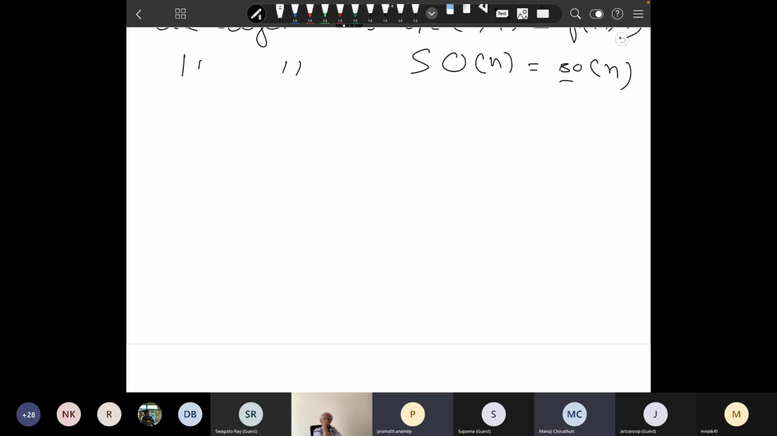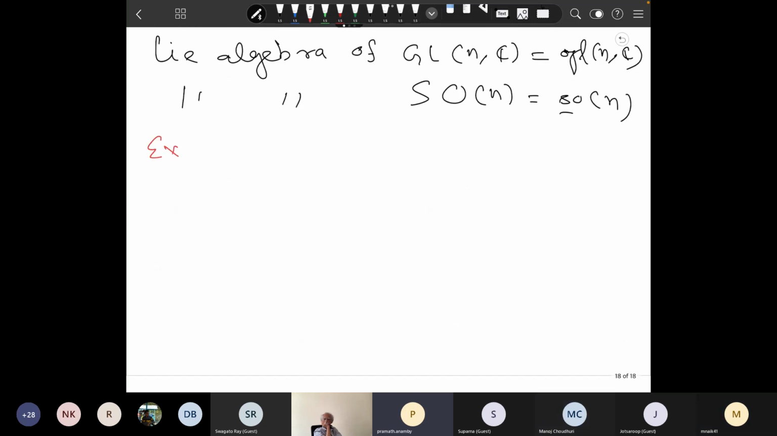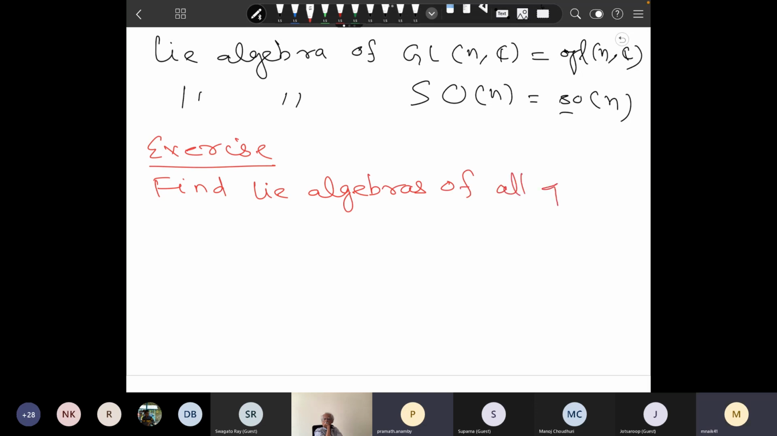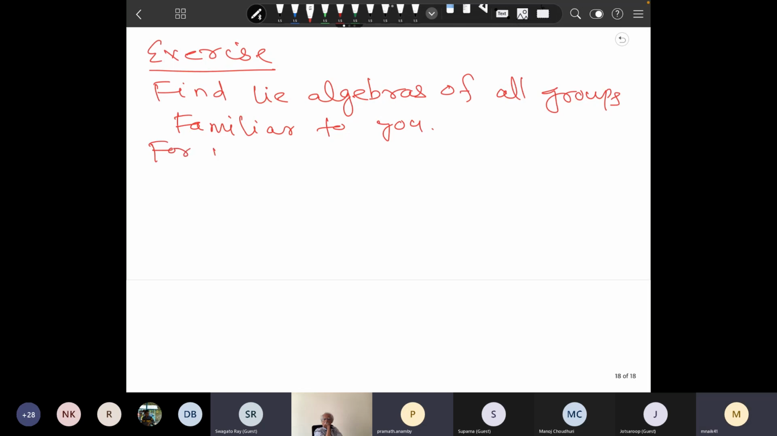So you are treating them as real Lie groups, right? Yes, everything is a real Lie group. Exercise: find the Lie algebras of all groups familiar to you. This is a very easy exercise. I will not really prove this exercise here.